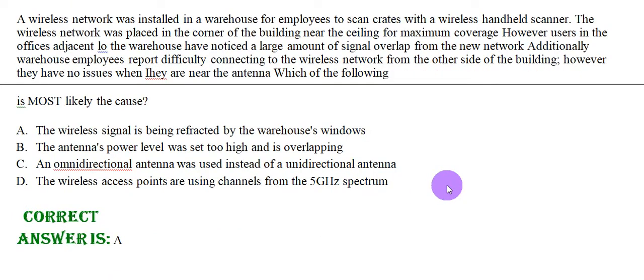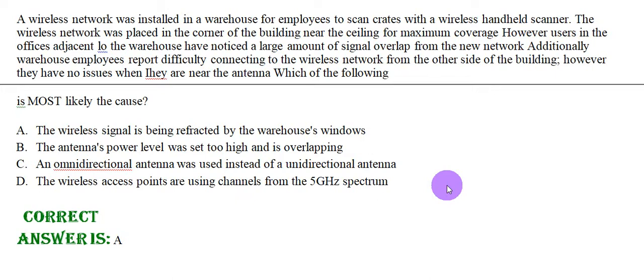A wireless network is installed in a warehouse for employees to scan crates with a wireless handheld scanner. The wireless network was placed in the corner of the building near the ceiling for maximum coverage. However, users in the offices adjacent to the warehouse have noticed a large amount of signal overlap from the new network. Additionally, warehouse employees report difficulty in connecting to the wireless network from the other sides of the building. However, they have no issues when they are near the antenna. Which of the following is most likely the cause?